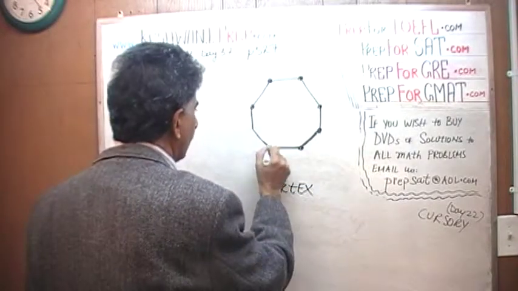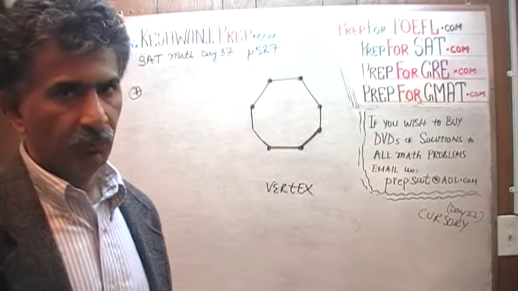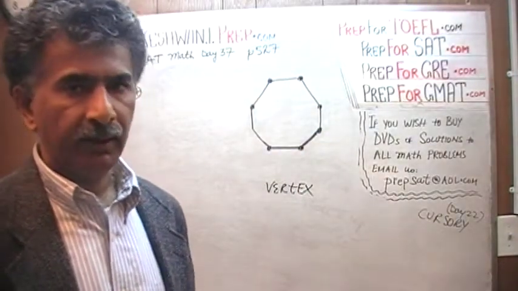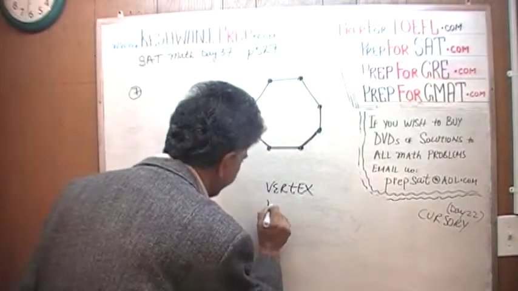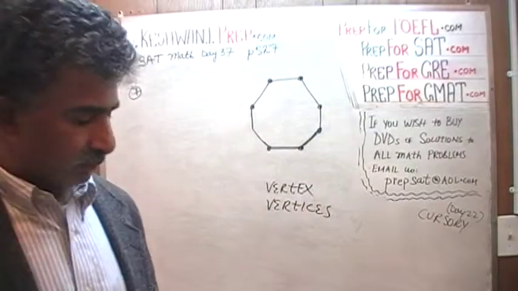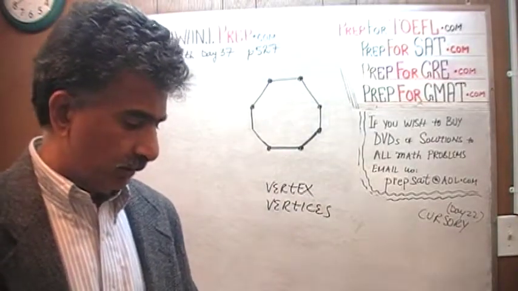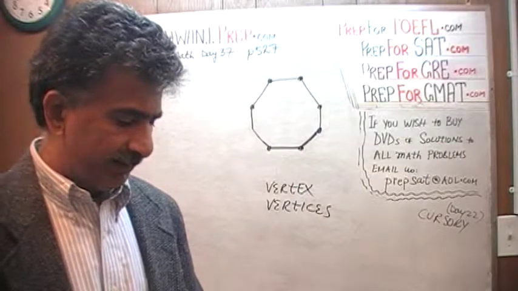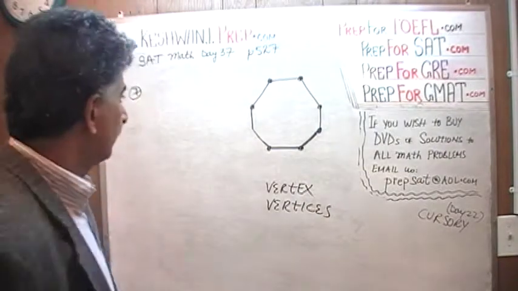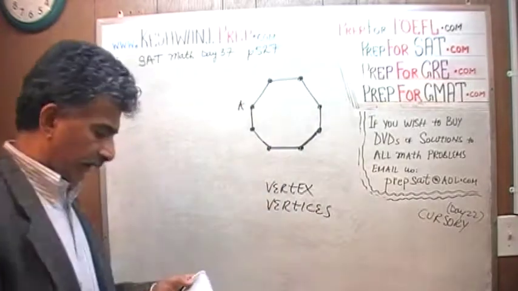Here we have 1, 2, 3, 4, 5, 6, 7 vertex. No, we do not have 7 vertex. We have 7 vertices. That's the plural. Plural of vertex is vertices. Anyway, enough of the talk. Point A is a vertex of an 8-sided polygon. So we're just going to pick any point here and let's call it A. And then what happens?